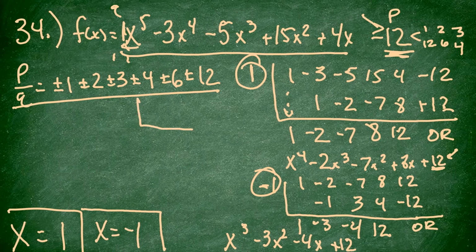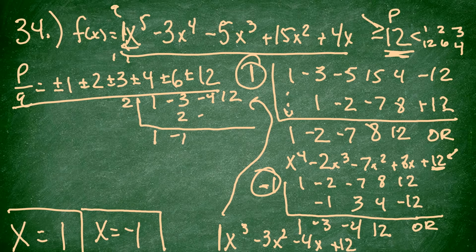So I put my box right here. This time I put these numbers in. So these numbers tell me up there 1, negative 3, negative 4, and 12. And now I'm going to try 2 outside the box. Because I tried 1 and negative 1, I just tried 2. Drop it down. 2 times 1 is 2. Negative 1, negative 2 gives me negative 6, gives me negative 12, 0 remainder. So I have 2 as an answer.